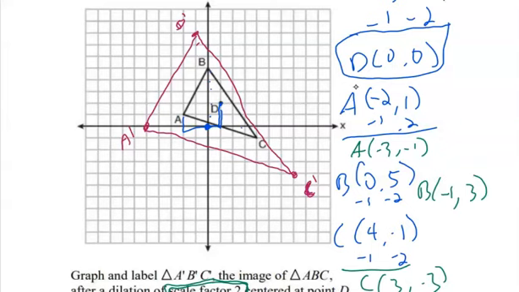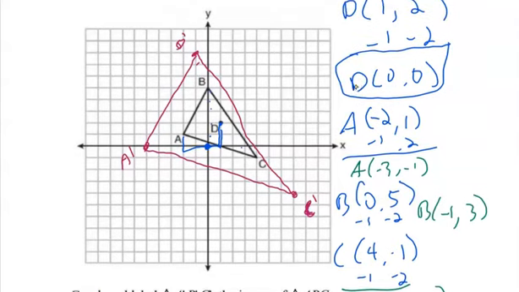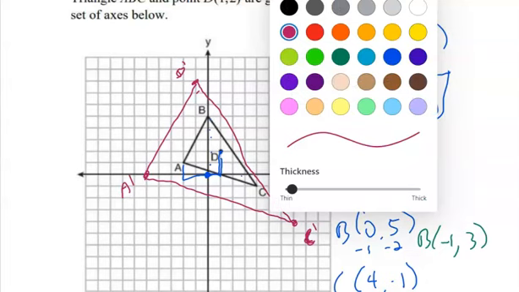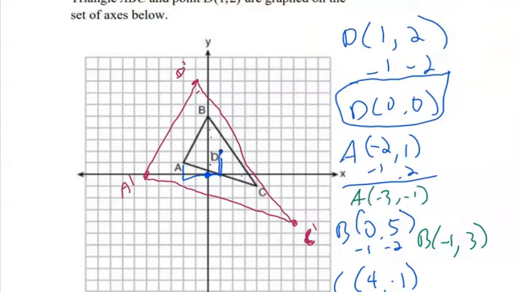But if I want to check to see if it's dilated properly, I should be able to connect A and A prime, B and B prime, C and C prime to see that they meet at the coordinate that we call the center. If I connect A and A prime with a straight line, it goes through D. If I connect B and B prime with a straight line, it also goes through D. Connect C and C prime, also goes through D. So that's how I would dilate it if the center is not at the origin.